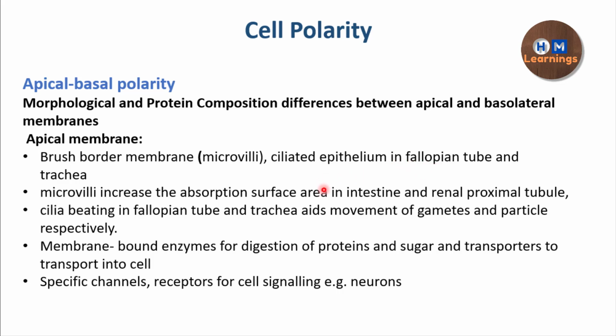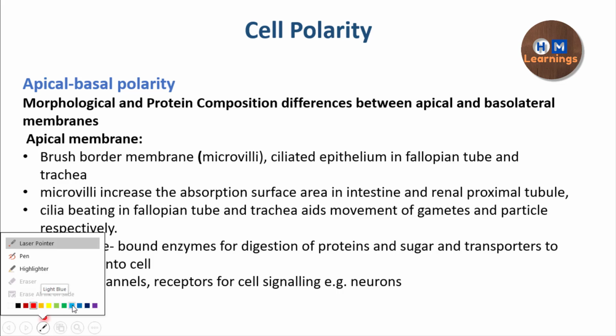Ciliated epithelium is present in the fallopian tube and the trachea also, where the apical side of the epithelium has the cilia, which help in the transport of the gametes and particles. Then there are specific channels or receptors also for cell signaling.